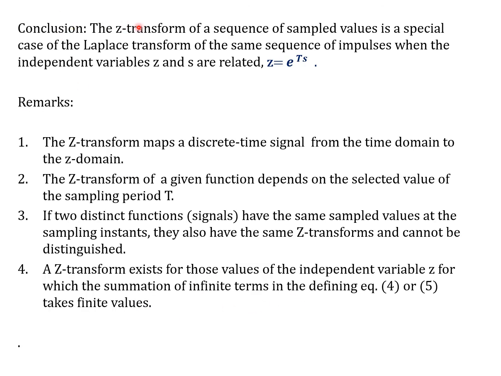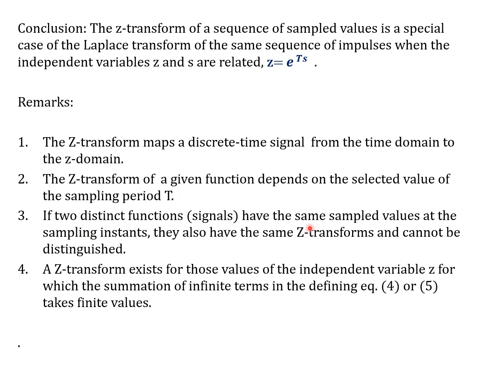So in conclusion, the Z transform of a sequence of sample values is a special case of the Laplace transform of the sampled sequence of impulses, related by z equals e to the Ts. What are the differences? The Z transform maps a discrete time signal from the time domain to the z domain, not to Laplace, to z. The Z transform depends on the selected value of the sampling period, so it also depends on T, the sampling time. It's important because it's discrete time. It definitely depends on sampling time.